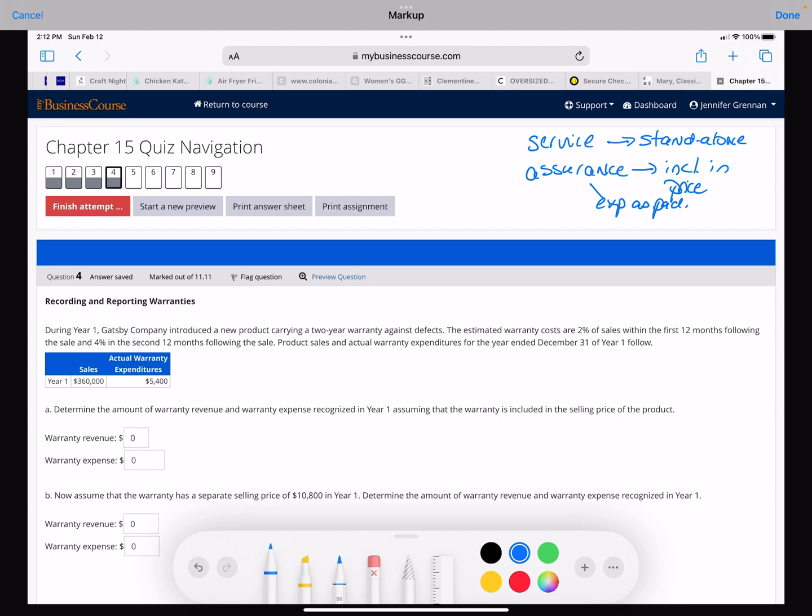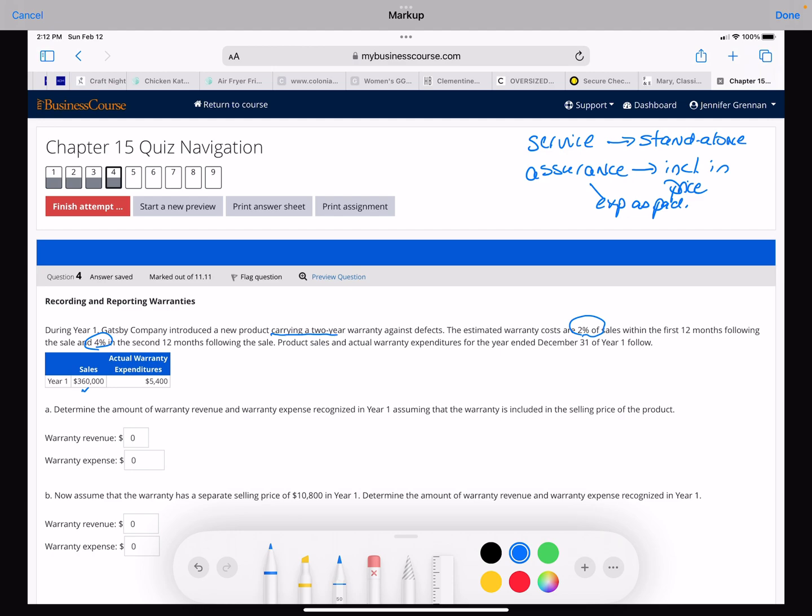Gatsby Company introduced a new product carrying a 2-year warranty against defects. Okay, so the product comes with a warranty. The estimated costs are 2% of sales in the first 12 months and 4% in the second 12 months. A lot of students say, well, why would I go ahead and estimate the warranty at the full 6%? Well, you estimate the warranty at the full 6% because we're earning revenue for selling the product right now. And we know whether it's this year or next year, we're going to have expense in roughly 6% of that revenue number.